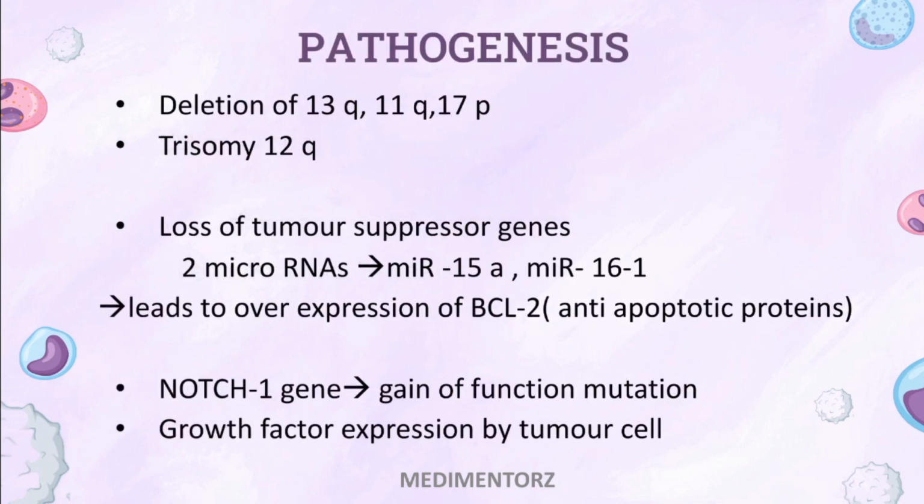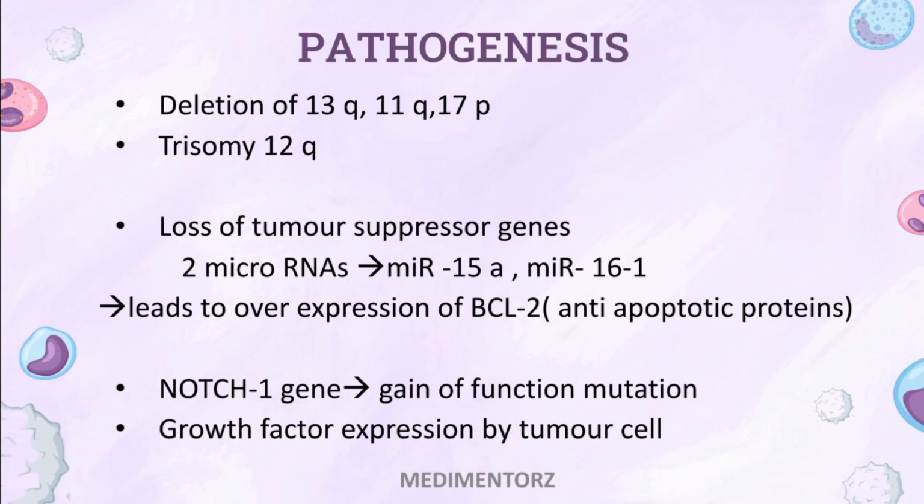Let's see about the pathogenesis of CLL, which includes the deletion of 13q, 11q and 17p, and there is trisomy of 12q. There is loss of tumor suppressor genes, which are 2 microRNAs, MIR15A and MIR16-1. This leads to overexpression of BCL2, which are the anti-apoptotic proteins. And also there is gain of function mutation in Notch1 gene.